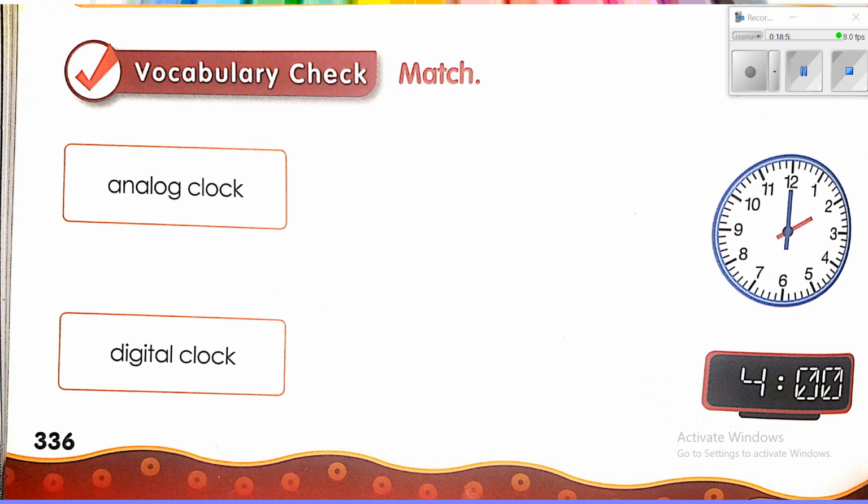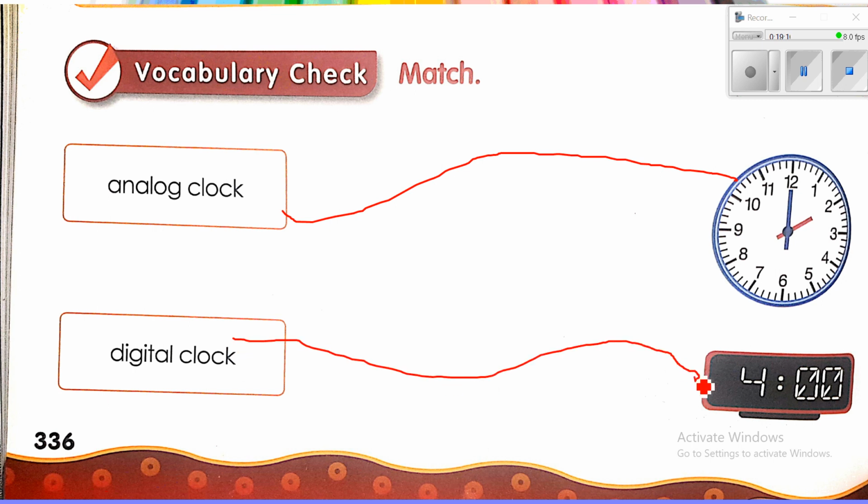Now vocabulary. You have to check your vocabulary. Remember, let's read the vocabulary again. Analog clock, digital clock. Analog clock with hands. Here are the hands. Digital clock, just numbers. Here are just numbers. Perfect.